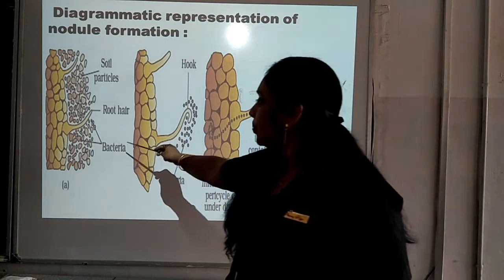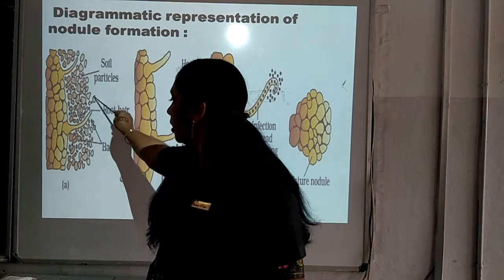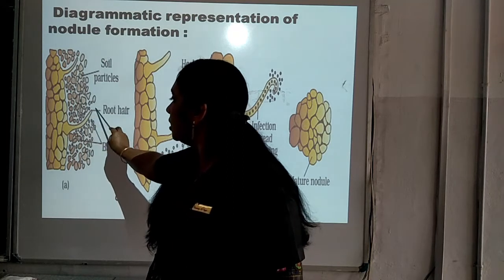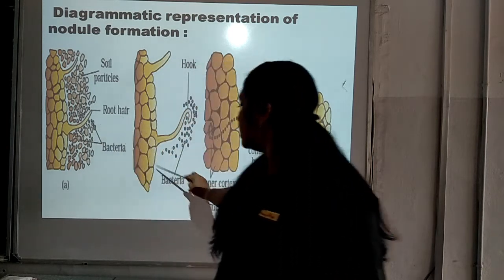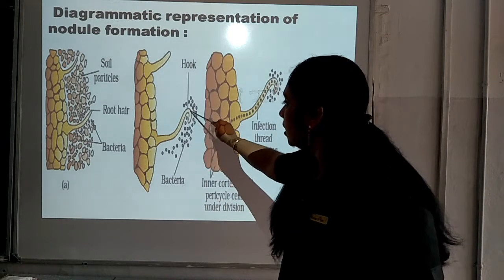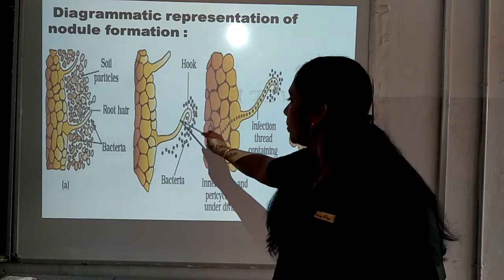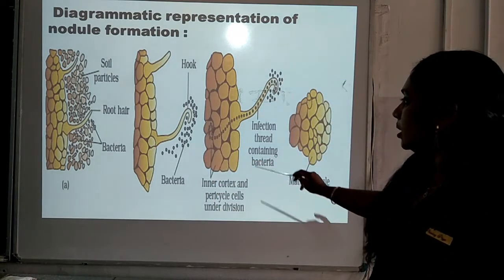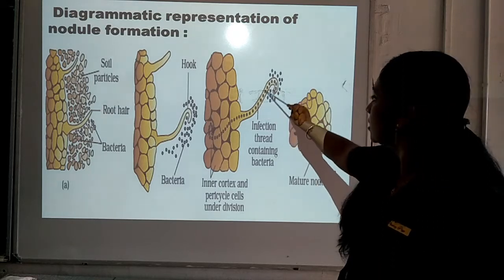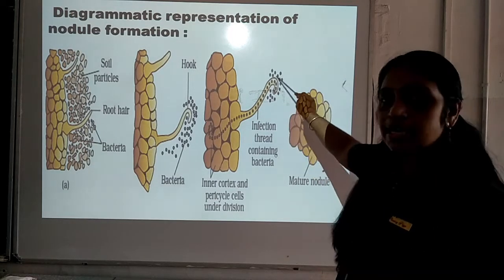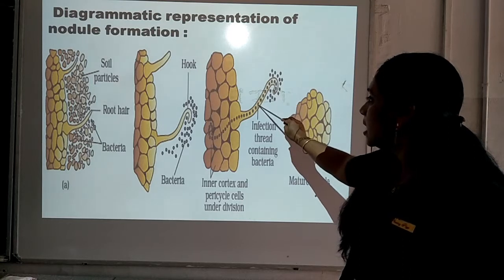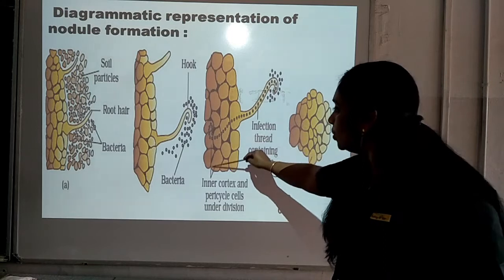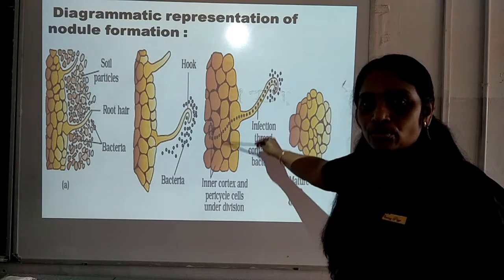You can see here the bacteria forming a colony. This is the root hair, isn't it? The bacteria form a colony near the root hair, and in the second stage you can see the root hair curled, a hook-like structure is formed there, and this is the bacteria, and later on the infection, this is the infection thread, which is formed there, making the bacteria enter through it into the cortex of the root hair cell.